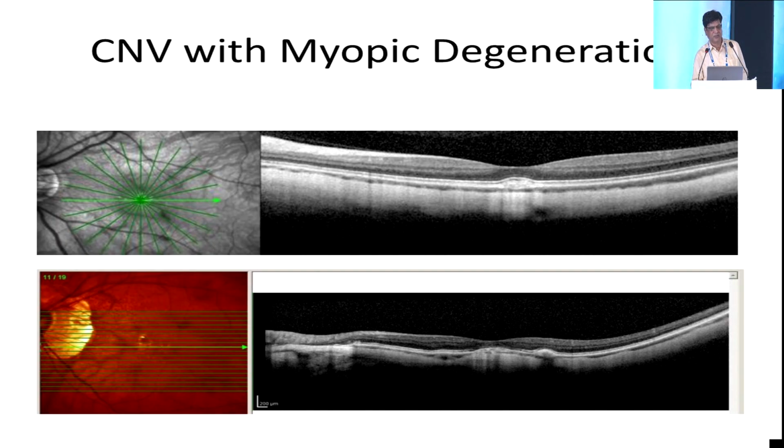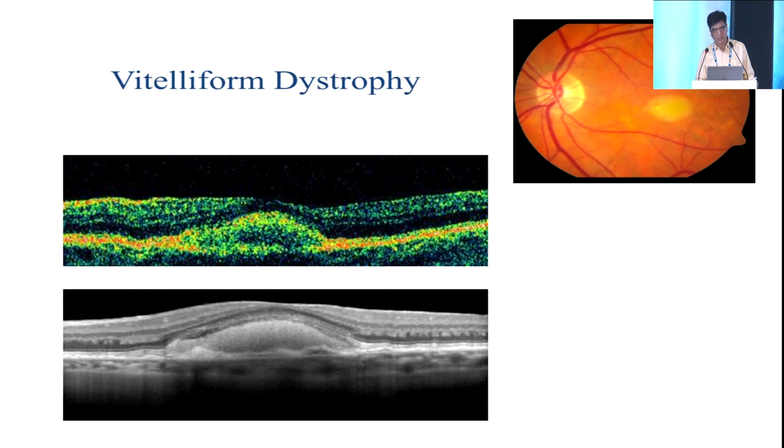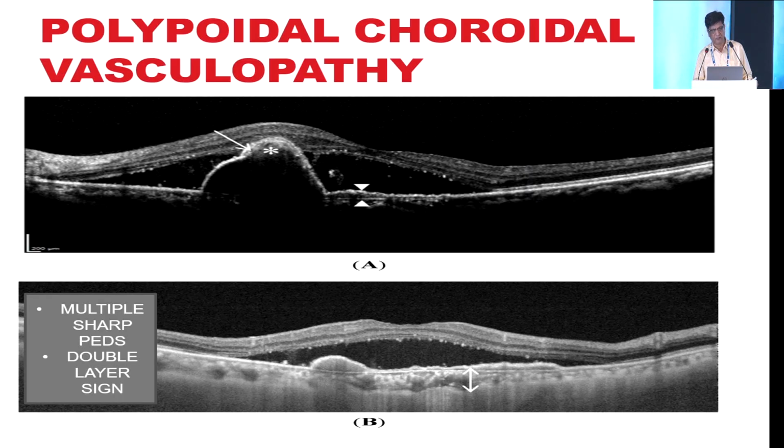And this is one thing I would like to mention again: CNV with myopic degeneration. In myopes, you may not see much fluid, but if there is, you can see the complex. I think you can inject, and the patients do very well. And vitelliform dystrophy, many times you can get confused that this could be a complex, but actually it is not. If you look carefully, there is no fluid present, there is no edema. So these patients just need to be observed and nothing needs to be done.